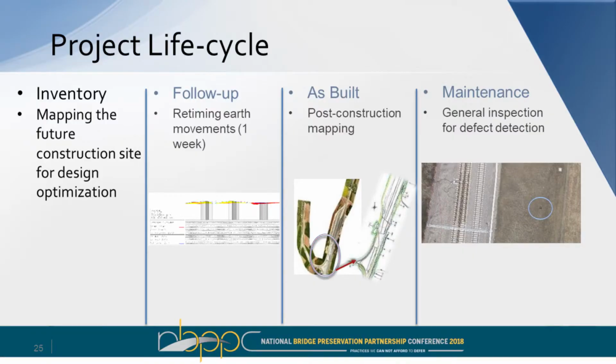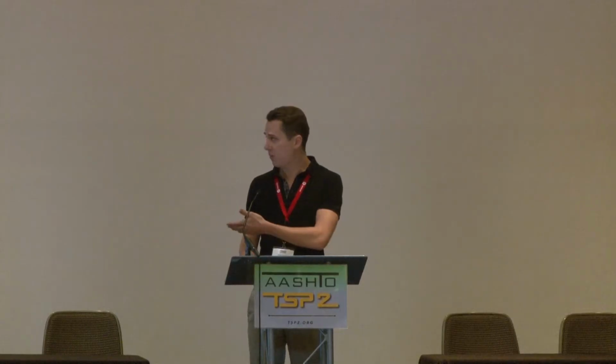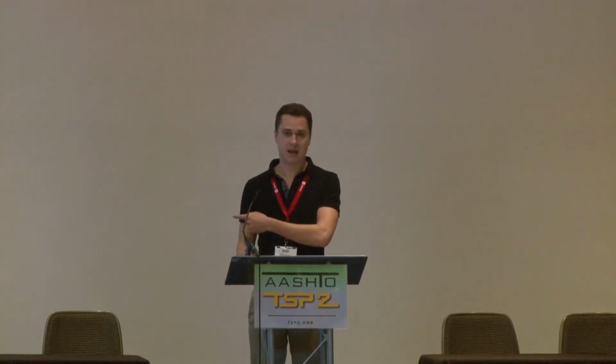So for that project, again, the life cycle, we're being brought in to do the inventory before the construction. And then during the construction, we're going to look at some of the earth movements and then do some of the as-builts. And then in the long term, we foresee that we can be used for maintenance. If you have this initial view of the construction segments, you can come back and see this isn't accurate, this wasn't there before, this is a defect that we might want to send someone out to go look at more closely.